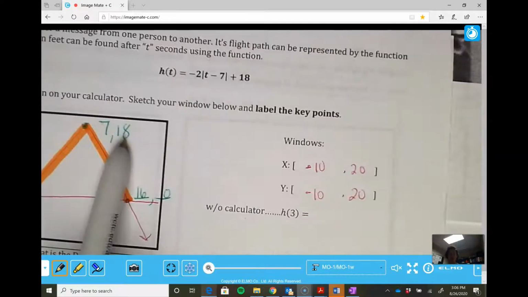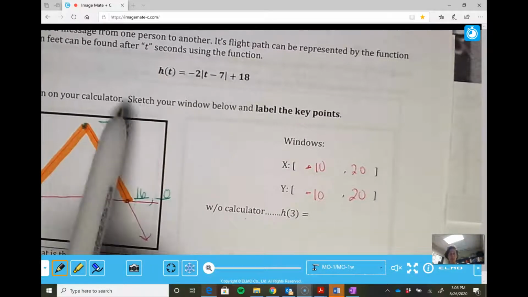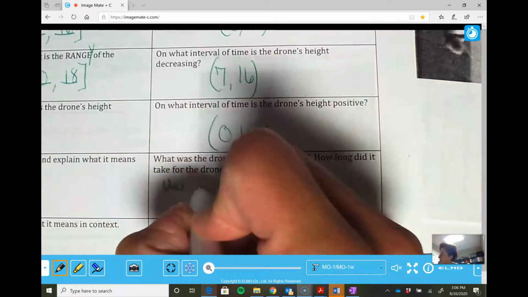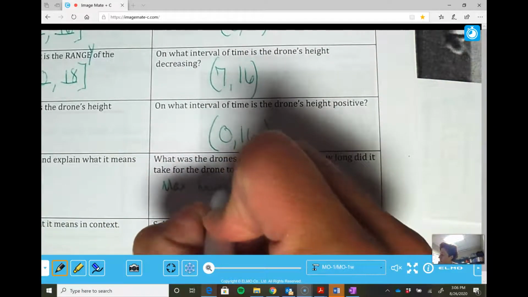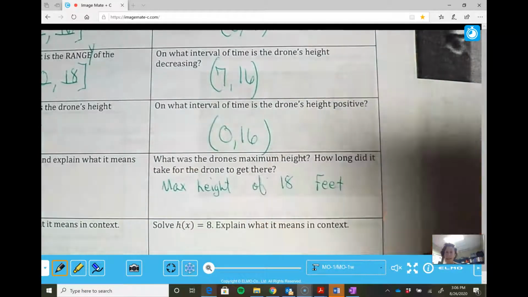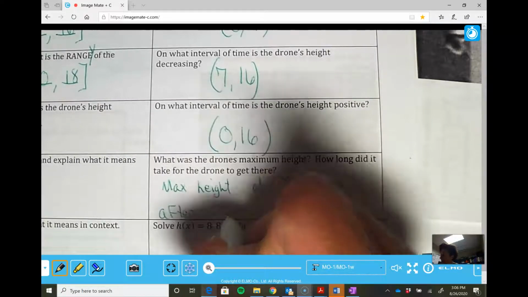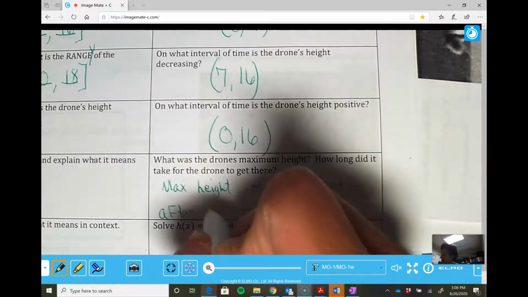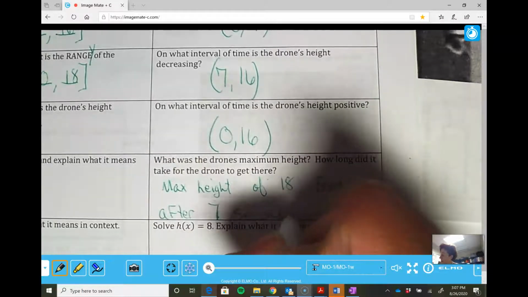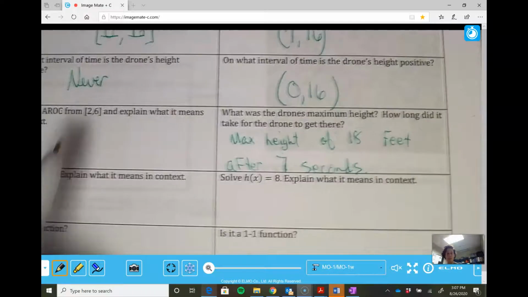Well, the maximum height was the 18, because remember, this is h of t. H is like the y value. So it's a max height of 18 feet. And then when it says, how long did it take to get there? After or in, hold on, 7 seconds. All right, so again, I'm going to say the average rate of change last.